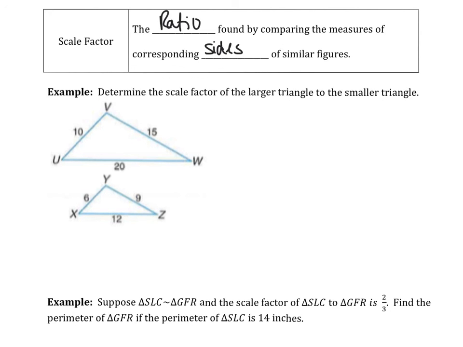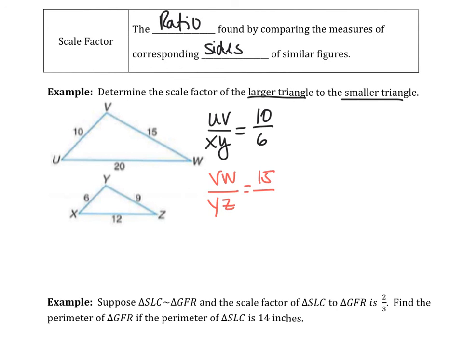So our scale factor is from the larger triangle to the smaller triangle. We want to make sure we're going from the big triangle to the small triangle for all of our ratios. So UV over XY is equal to 10 over 6. And then I've got VW over YZ, again going from large to small, is 15 over 9. And then the last one, UW over XZ is equal to 20 over 12. When we reduce all of those fractions, that's going to give us our scale factor.